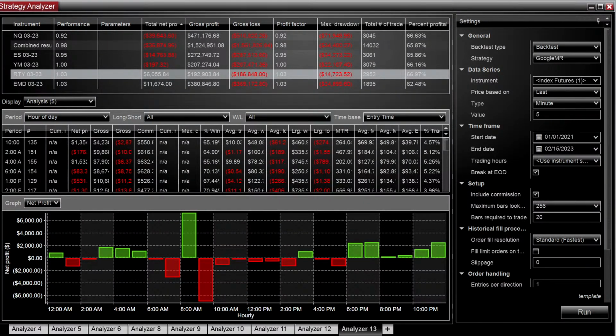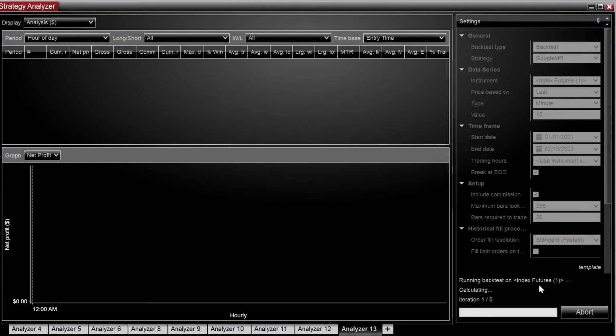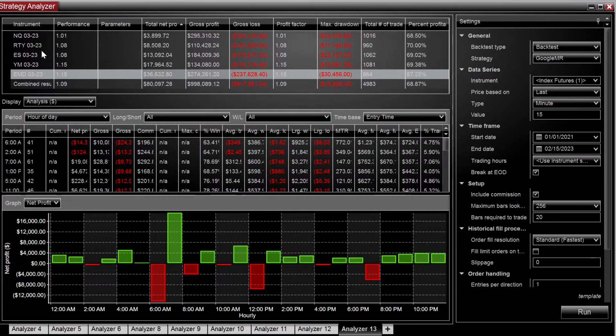Yeah, so it's nothing too good going on. It's just not, the moves aren't big enough on the lower time frames for this type of mean reversion strategy. So we're going to go back to the 15 minutes. So here we are looking at the hour of day.